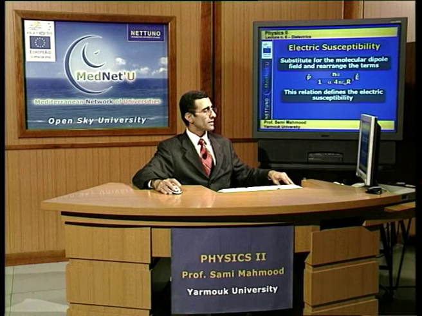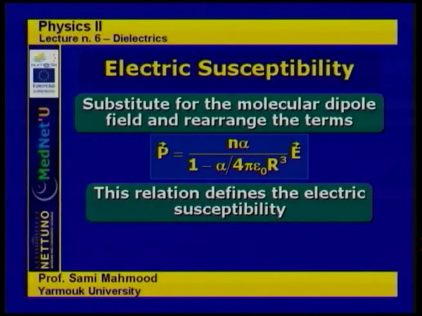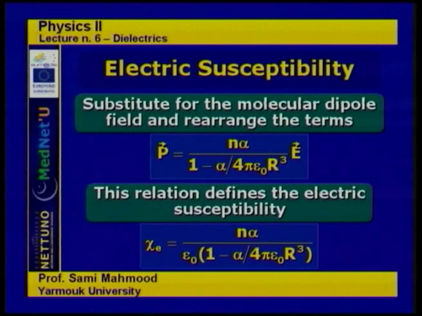And this relation defines this new quantity that we are after, which is the electric susceptibility. And the electric susceptibility is defined simply as N alpha over epsilon naught times 1 minus alpha over 4 pi epsilon naught r cubed, which is simply the same constant in the above equation that's multiplied by the electric field E, but divided by epsilon naught. It's the same constant divided by epsilon naught, if we notice that.